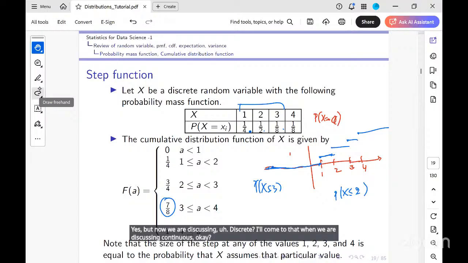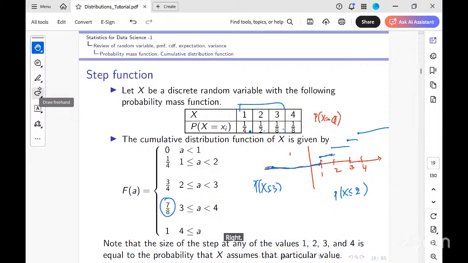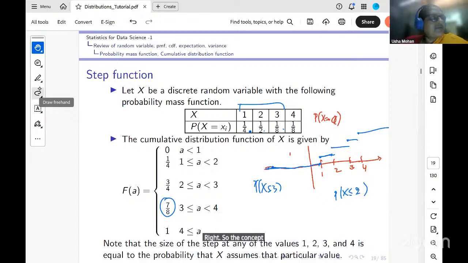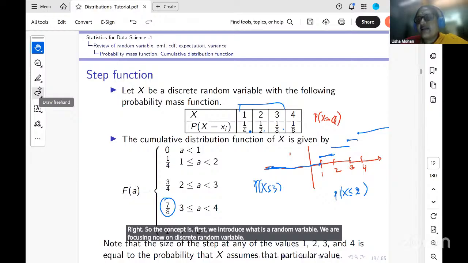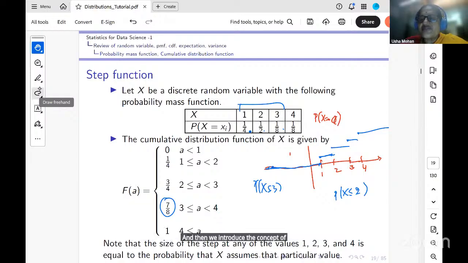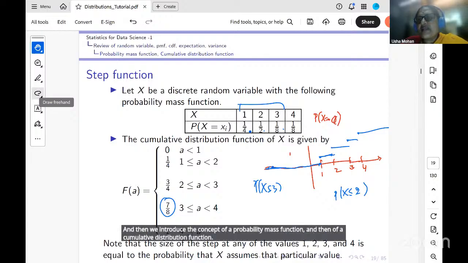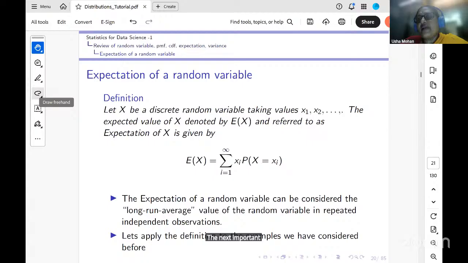So the concept is, first we introduce what a random variable is. We are focusing now on discrete random variables. Then we introduce the concept of a probability mass function and then of a cumulative distribution function. The next important concept is that of the expectation of a random variable.